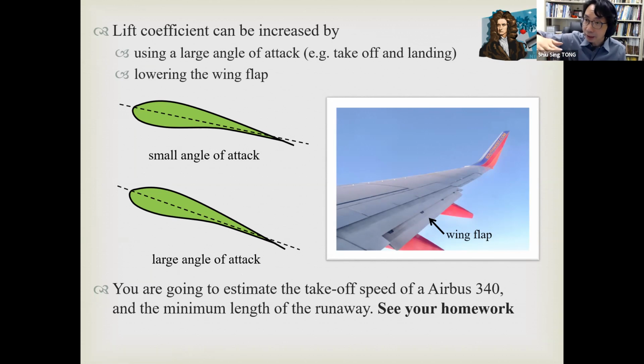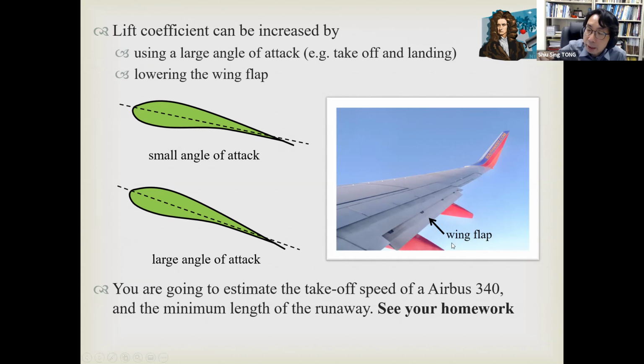So you can see the airplane takes off like this, but not this way. The wing is not horizontal. The wing is always tilted upwards, so as to increase the angle of attack and to provide extra lift. And also you see a device called wing flaps.